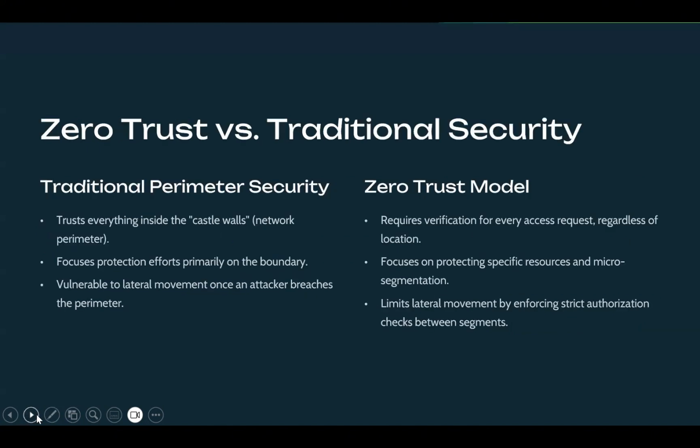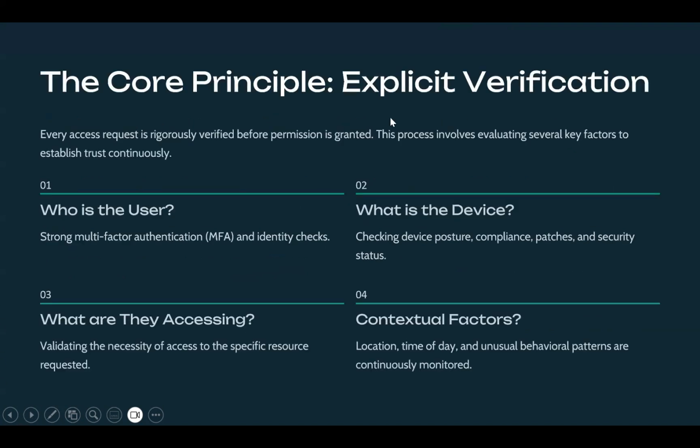Unlike traditional networks that trust devices once they are inside the perimeter, zero trust enforces access control at every step. Access is granted based on who the user is, what device they're using, and what they are trying to access. The core principle is to verify explicitly. Always know who is requesting the access, what device they are using, and the resources they want to access. The devices are authenticated, authorized, and continuously verified before any access is allowed.